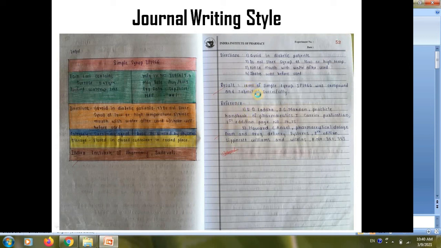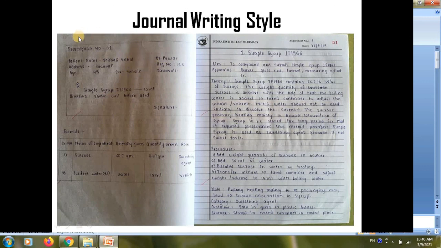Next, on the left side you have to draw the prescription first. Such a kind of prescription should be there: prescription number 1, name of the patient, address, age, then sex, then details of the doctor, then the superscription, subscription, inscription, then signatura, and all this you have to write on the left side. So firstly you have to draw the prescription, then second, the formula.